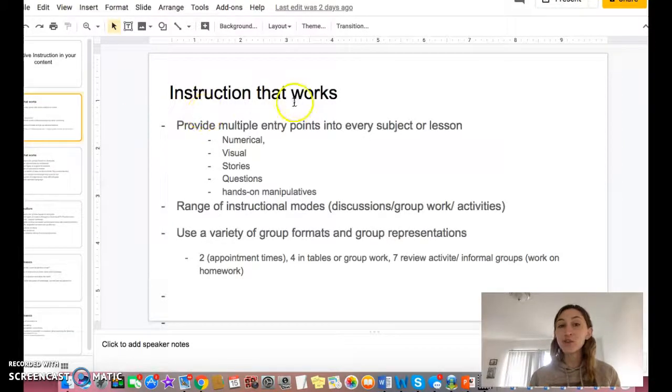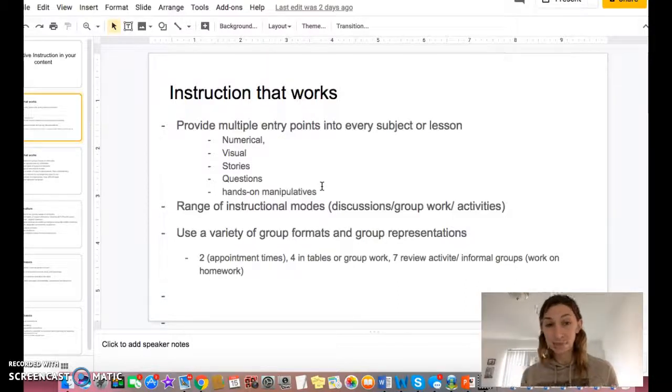So first is instruction that works. Provide multiple entry points into every subject or lesson. That's showing math numerically, visually, through videos. I could use stories to present ideas, questions, and hands-on manipulatives such as base 10 blocks to work with the ideas in mathematics. And then use a range of instructional modes, through discussions, group work, activities, notes, lectures, as many different ways to reach every student.